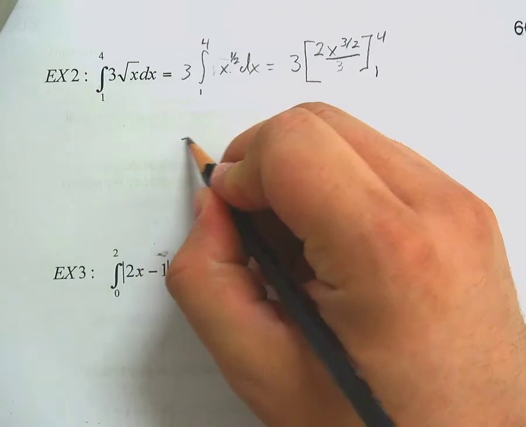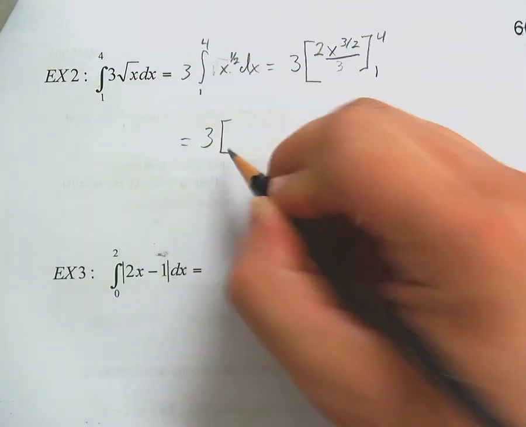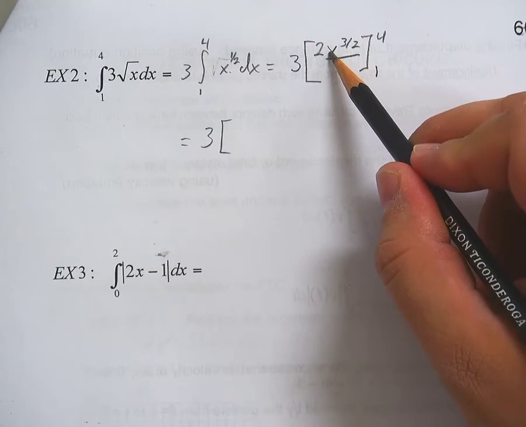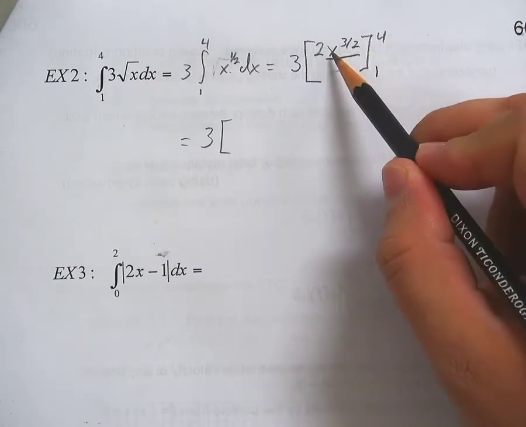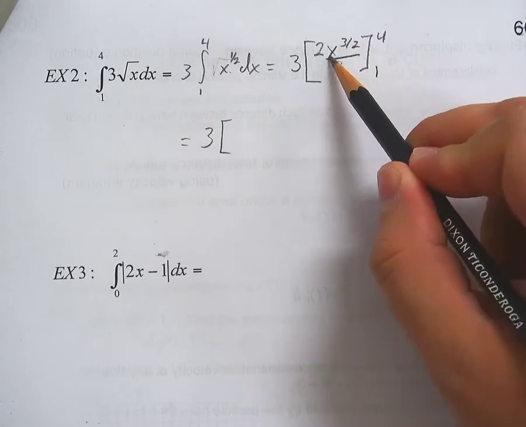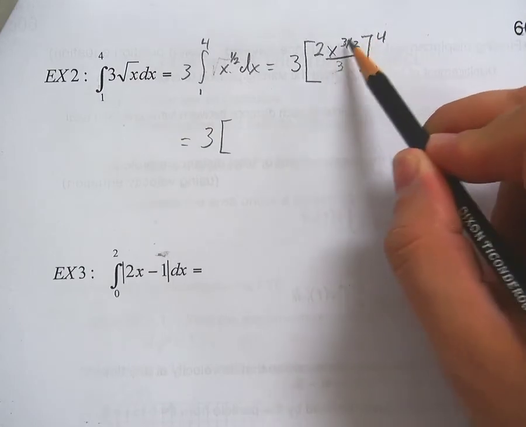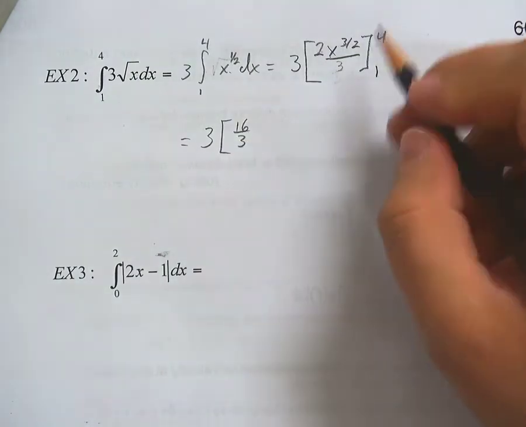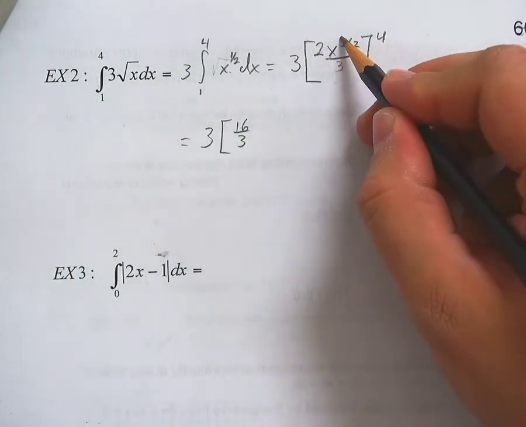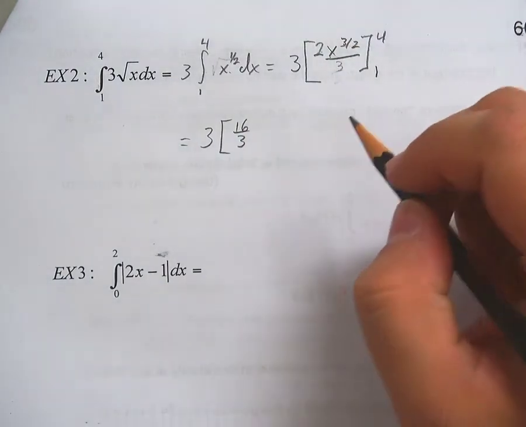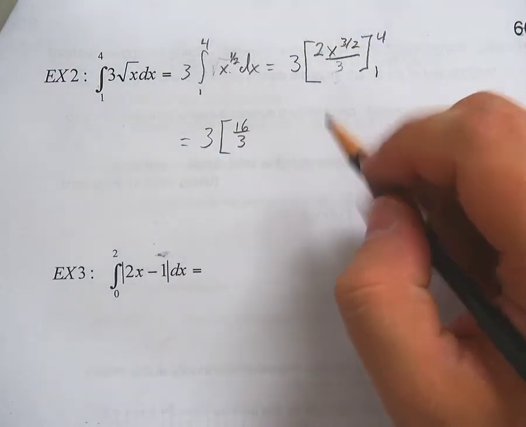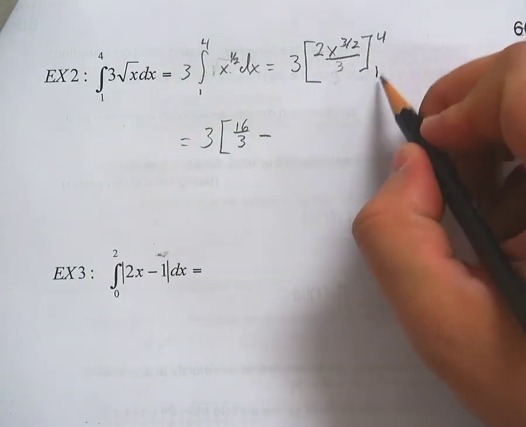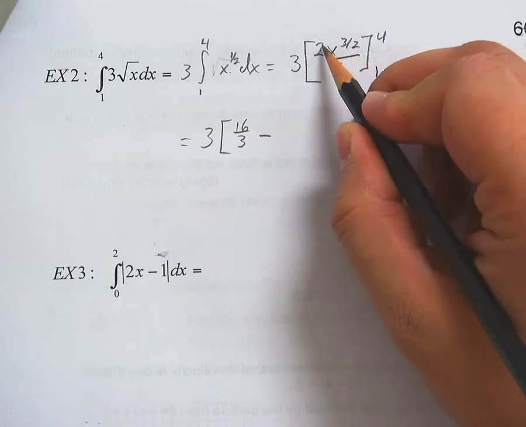So let's see what this is going to look like. We've got 3. Let's evaluate. If I put a 4 in here, the square root of 4 is 2, cubed is 8, times 2 is 16 over 3. Again, I did the square root first and then raised it to the power of 3. Right? Minus f of a, put in your 1, and it's 2/3.